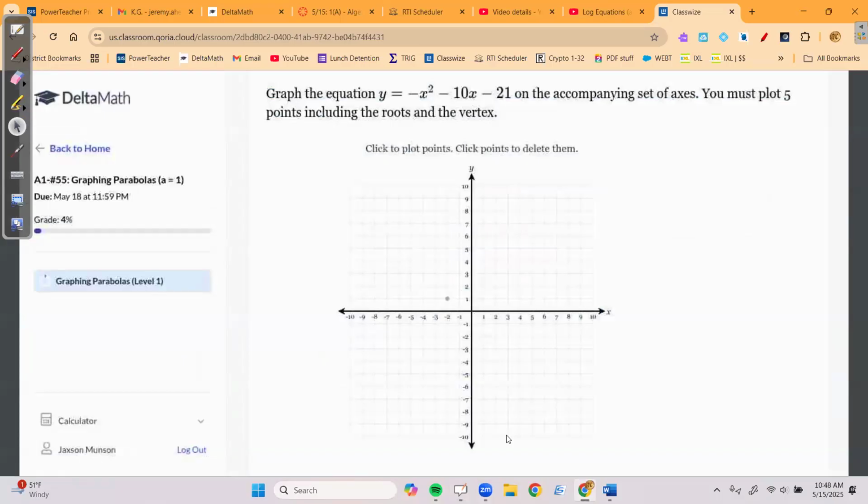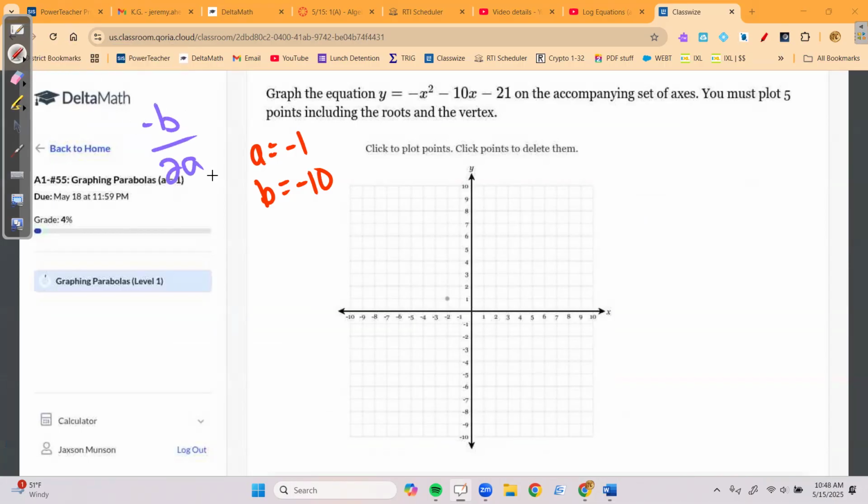So Jackson, yours is one of the really hard ones because it's got the negative in front of the x squared. So first off, what is your a value? Good job. And what's your b value? Okay, so when we do our little happy formula, our opposite of b divided by 2 times a, what's the opposite of b?